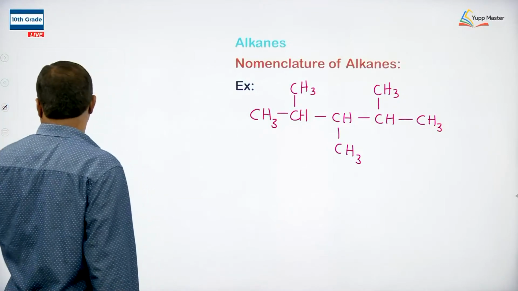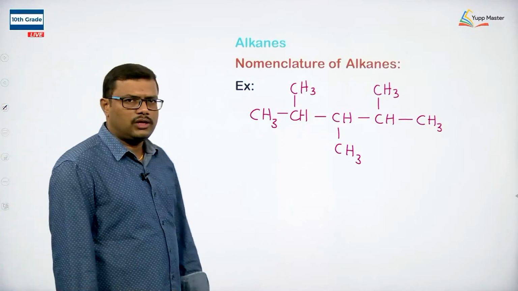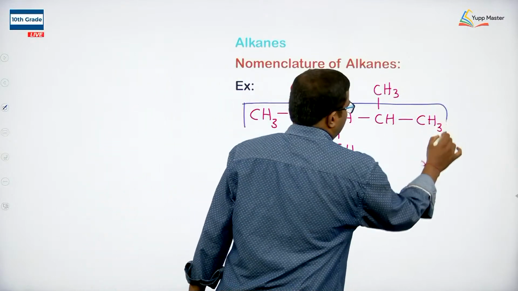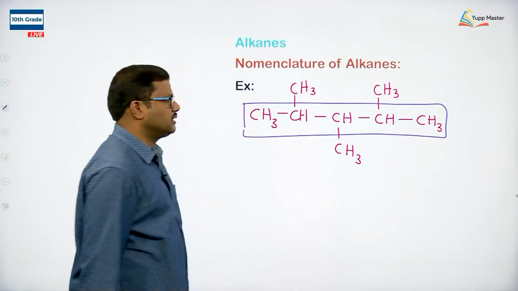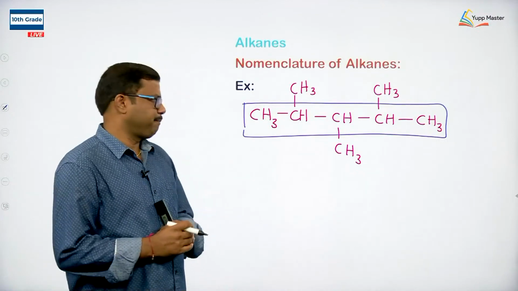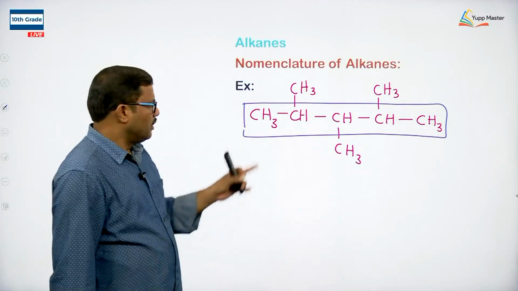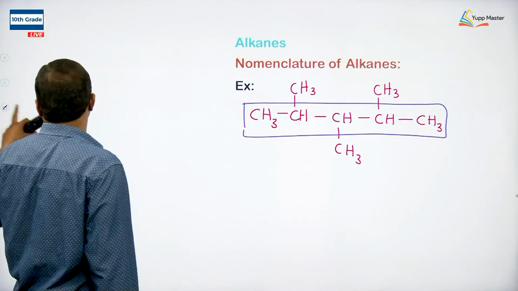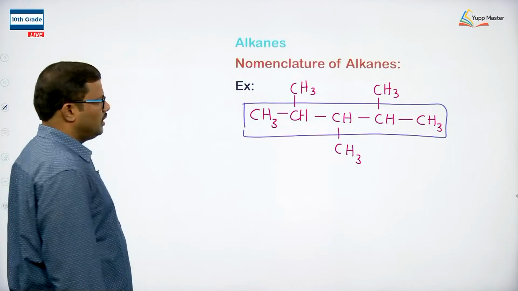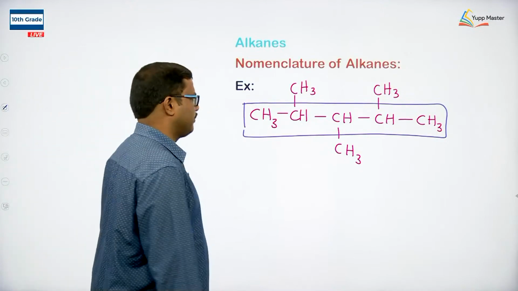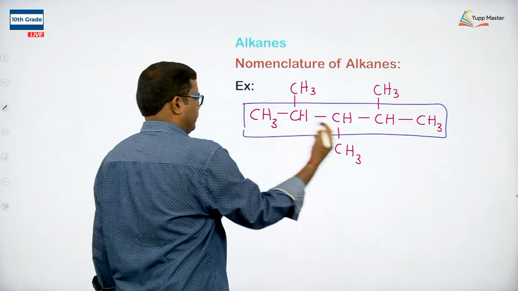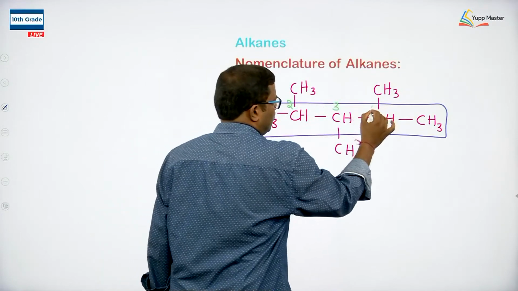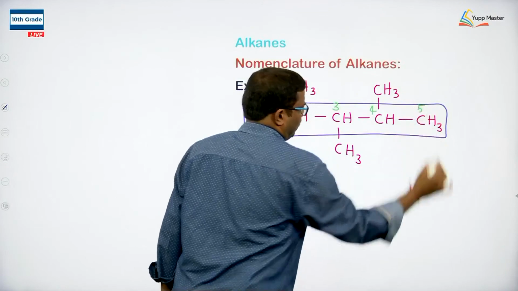So first of all, we have to identify the longest continuous carbon chain, which has the maximum number of carbon atoms. So this is the longest carbon chain. Now I have to number the carbon chain in such a way that the substituted carbon should get the lowest possible numbering. So if I am going from left to right, 1, 2, 3, 4, 5.